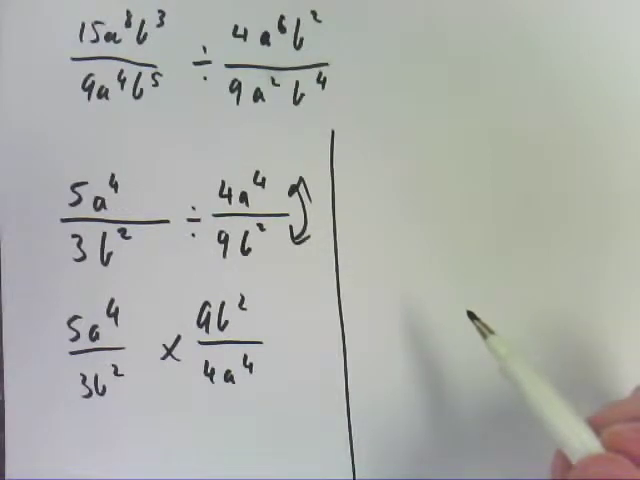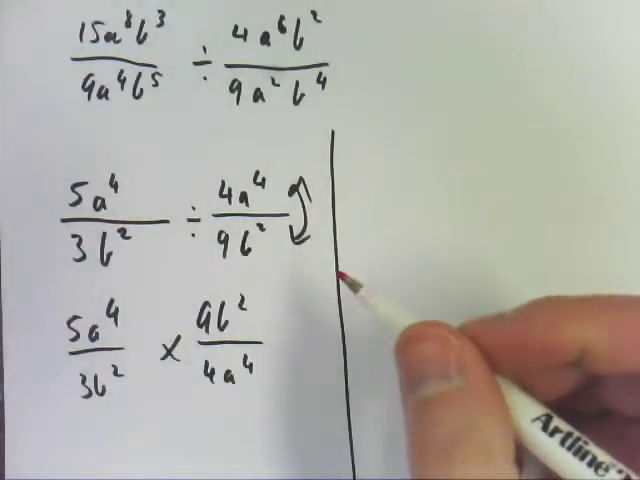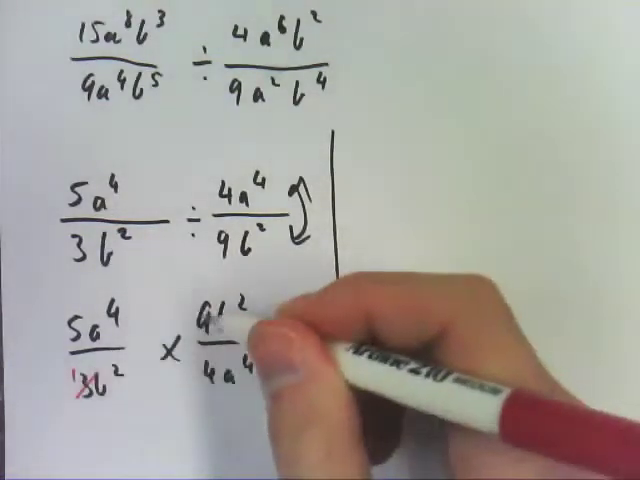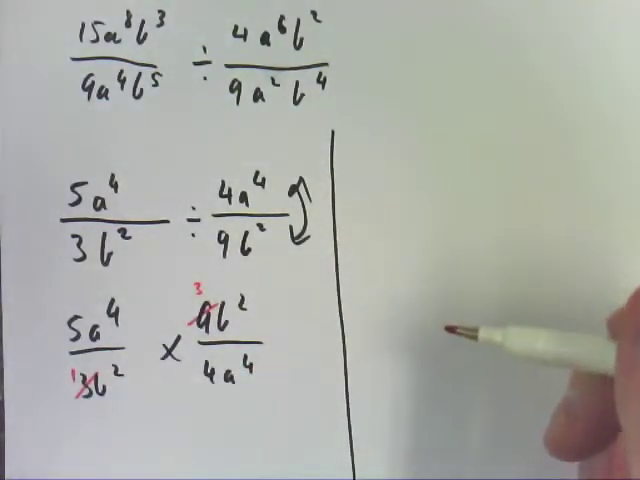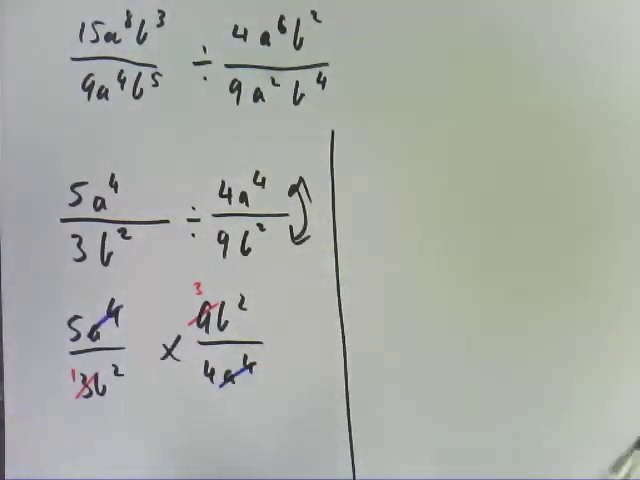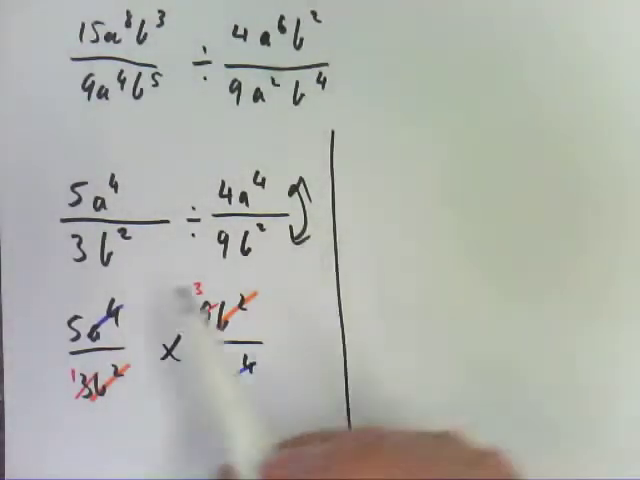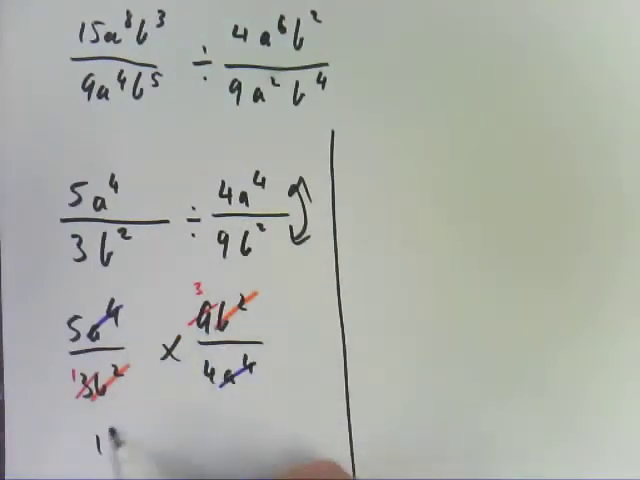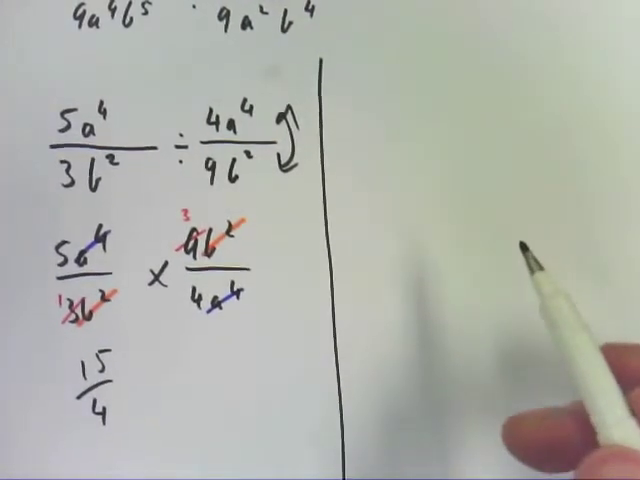Now you can cross cancel here. Alright, so I'm going to do that in a different colour because you guys probably wouldn't see this. Only flip the second one, yep. So I'm going to cross that 3 out, put a 1, cross that 9 out, put a 3. Okay, then I'm going to cross out this a to the 4 and this a to the 4. Alright, and then I'm going to cross out this b squared and this b squared. So what's my final answer? I've got 5 times 3, 1 times 4, 15 over 4. Alright, there's not even any index laws in there, or not any indices left.